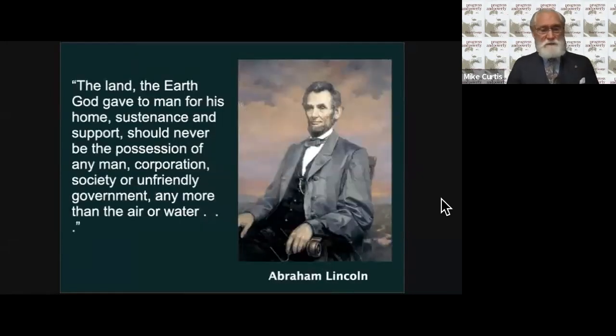And Abraham Lincoln: The land, the earth God gave to man for his home, sustenance, and support, should never be the possession of any man, corporation, society, or unfriendly government any more than the air or water.